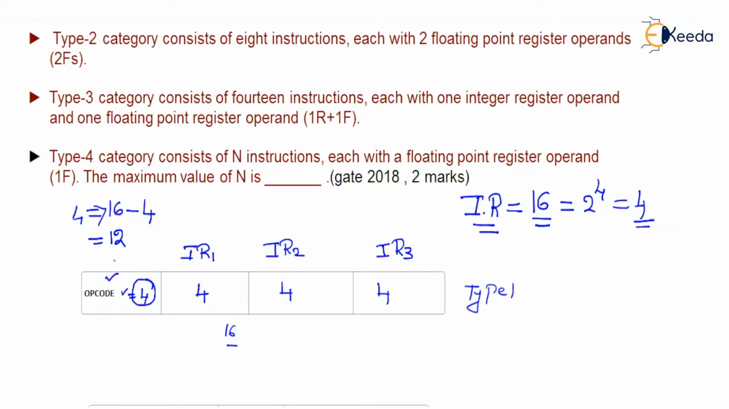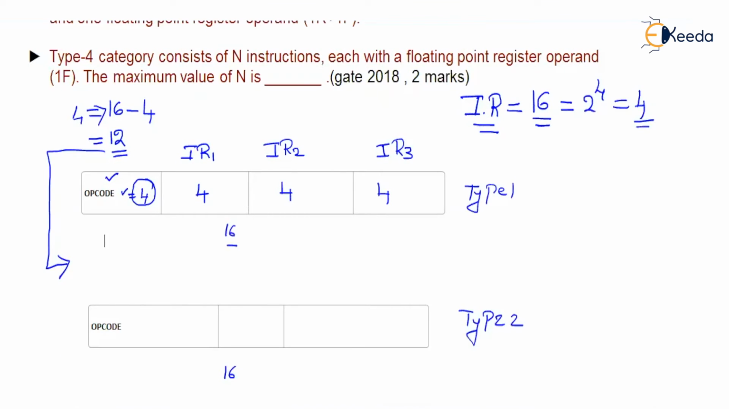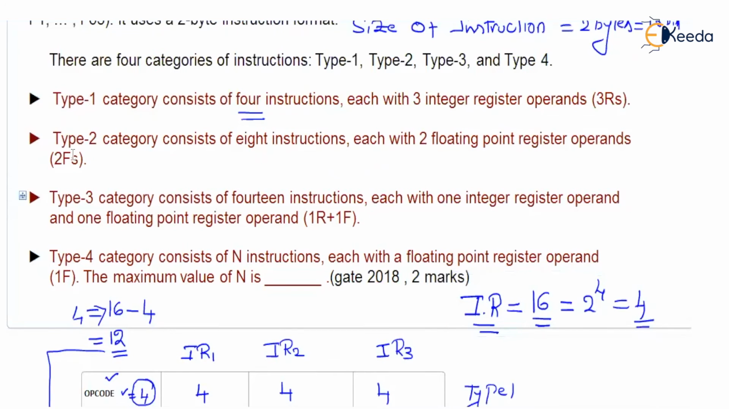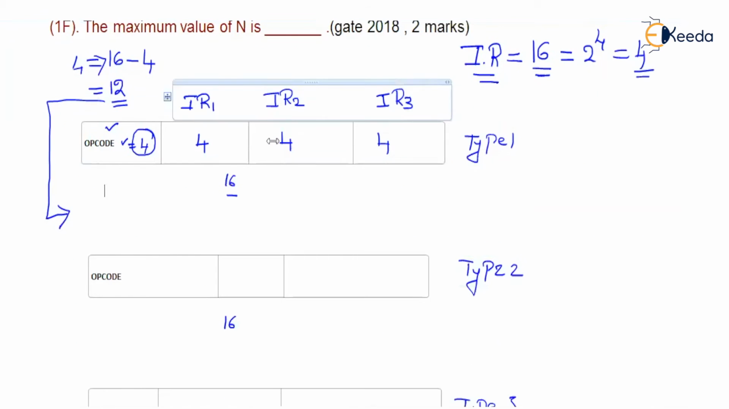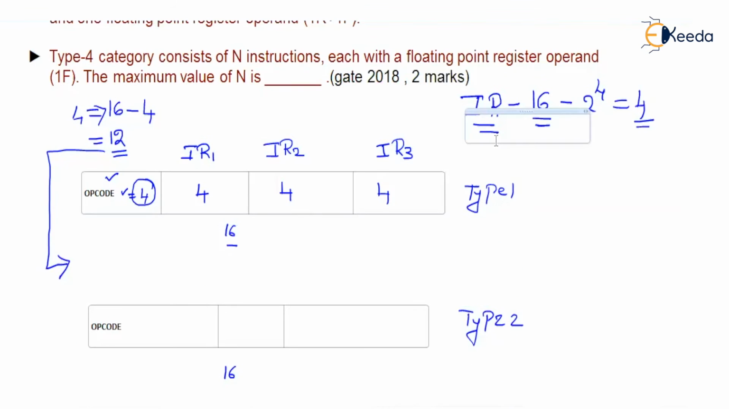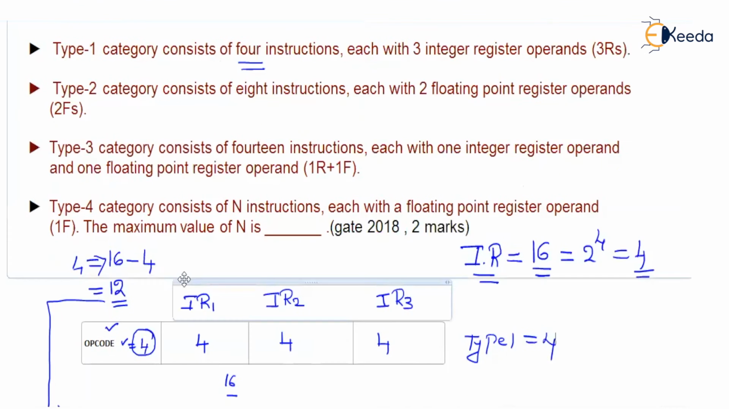So what I can do is use these 12 combinations to encode the type 2 instructions in the first 4 digits. Okay, let us come to type 2 instructions. If you have a look at these, the type 2 instructions are equal to 8. There are a total of 8 instructions. Type 2 instructions use 2 floating point register operands.